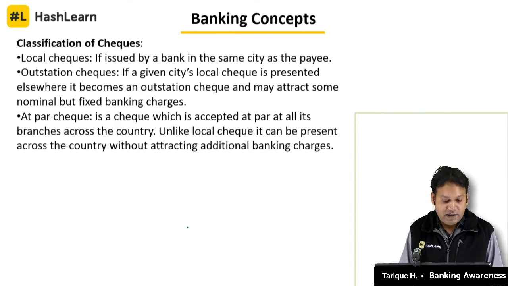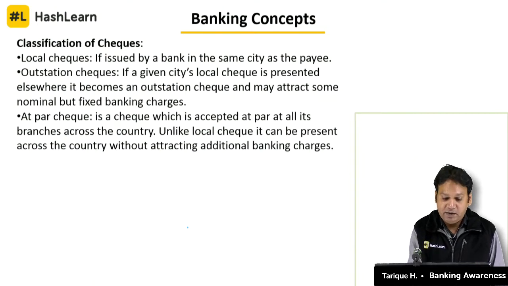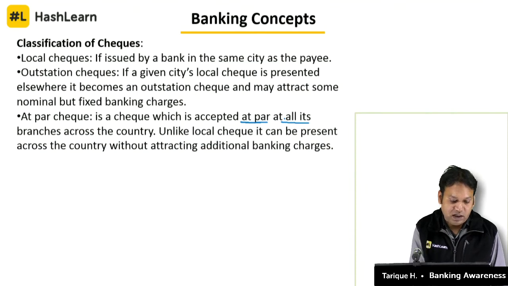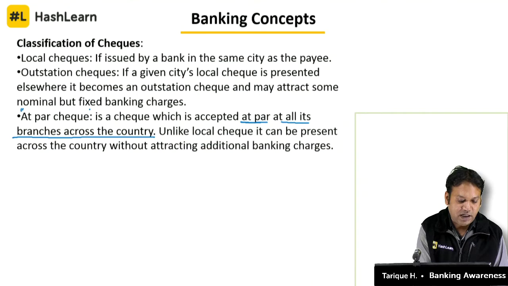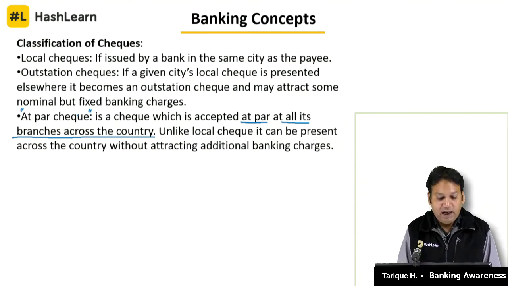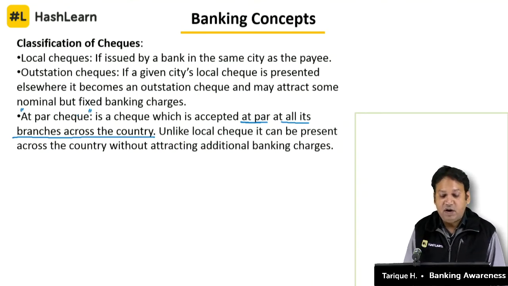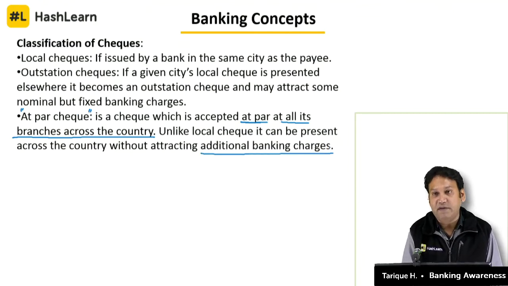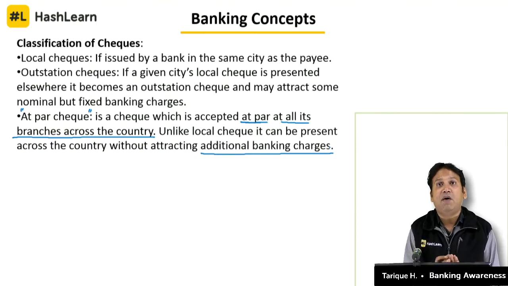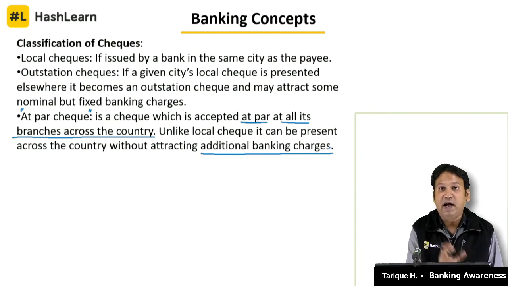What is an at par check? It is a check which is accepted at par, meaning at the same value at all its branches across the country. You will see this word at par check mentioned in checks today. Unlike a local check, it can be presented across the country without attracting additional banking charges. There will be no additional charges levied on you if you deposit an at par check. So, whatever is the amount mentioned on the check, that much amount you will get transferred into your account. Okay, that is why we call it an at par check.